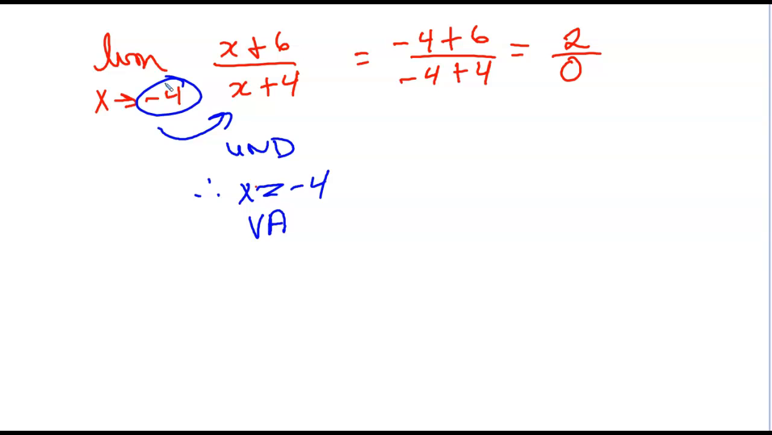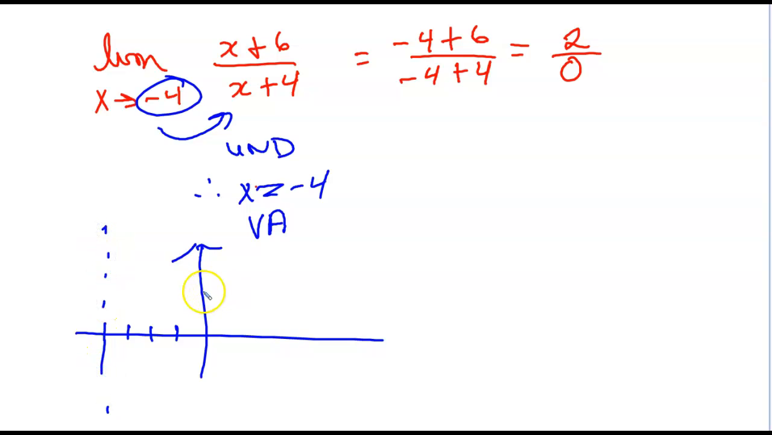Now, if you think of a vertical asymptote, we know we have a vertical asymptote at -4. As my graph approaches the vertical asymptote, it can either go up or it can go down. So the answer to this limit is either going to be infinity or negative infinity. Okay, so the easiest way to do this, I'll just start a new page.